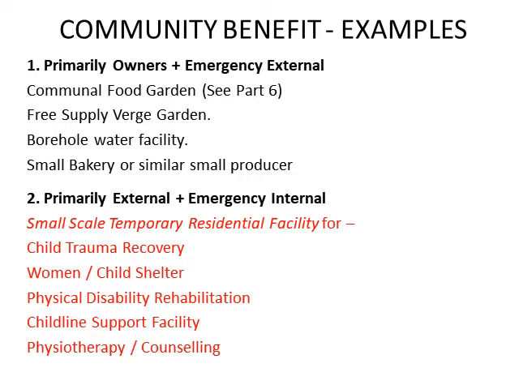Category 2 is things that are primarily for the use of external people, the community at large, but can be used also by the internal owners. This could be a small-scale temporary residence facility for things like child trauma recovery, or a women and child shelter for abused women. That's a big topic now all over the country, and I'm sure shelters are needed. It could be a facility for physically disabled people, rehabilitation, injured children. It could be a childline support facility.